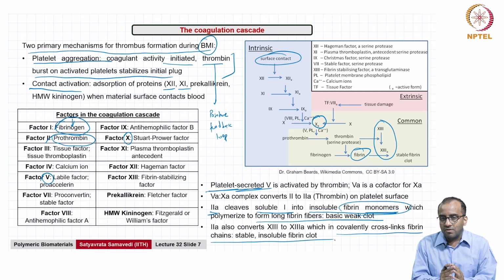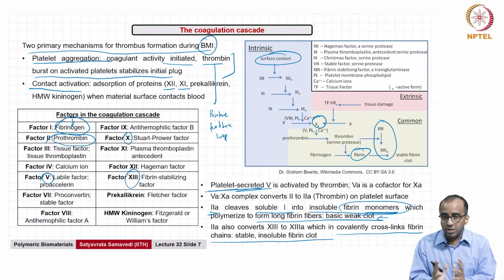So, the key steps involved are as follows. Platelet secreted factors engage in a positive feedback loop to produce more and more thrombin in what is called a thrombin burst that occurs on the surface of the platelets, and then that thrombin is now able to cleave fibrinogen, which is soluble, and convert it into the insoluble fibrin monomer, which polymerizes into long strands of fibrin, which forms the basic clot, and then that is in turn covalently cross-linked and stabilized by the activated form of factor 13, which is simply the fibrin stabilizing factor.